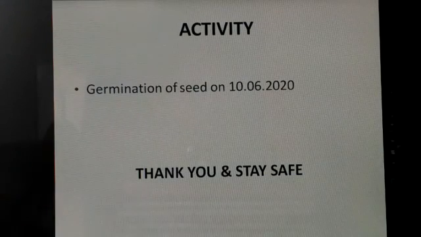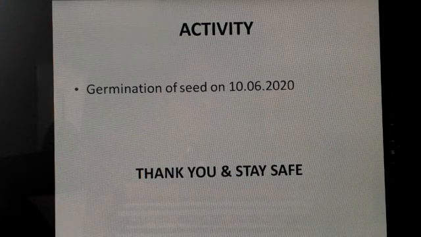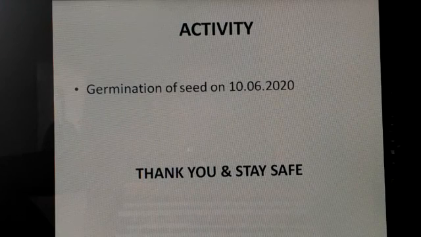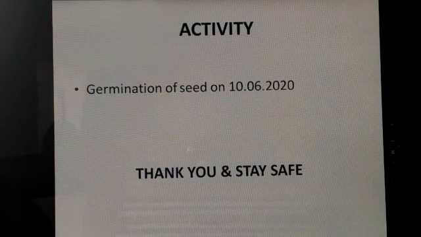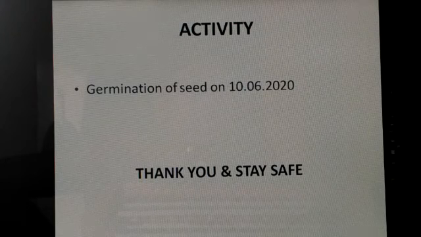Now, interesting is, in the next video, I'll be showing you germination of seed on 10th June. So you have to be ready with some kind of seeds, some gram seeds, some bean seeds. You soak them in water today itself, and then we'll together do the activity in the next video.